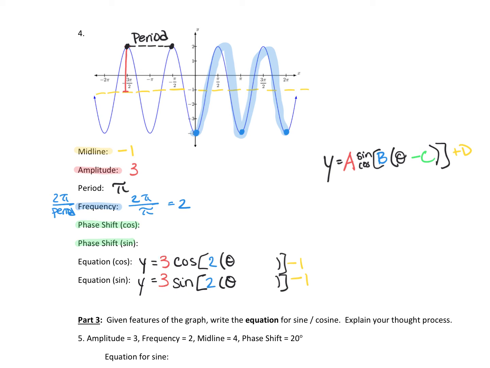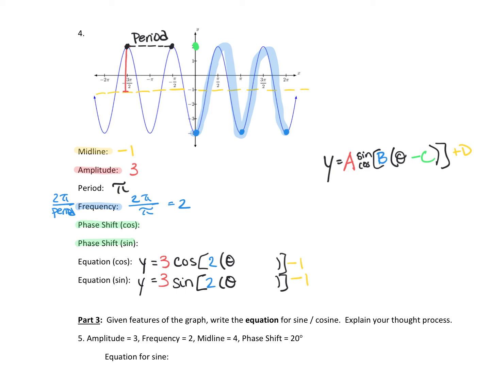So remember, your amplitude, your frequency, and your midline are all the same for both of these equations. The only difference is the shift. Now, when we think about our shifts, the first one we'll have is cosine. Cosine has its parent graph with a y-intercept at the very top of the graph.